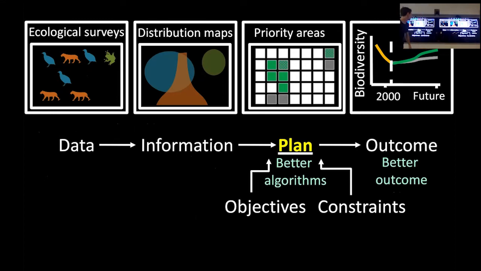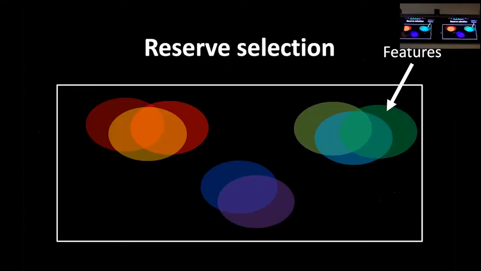Okay, so one option is we can use better algorithms. If we use better algorithms, this will change our plan, and that potentially gives us a better outcome using the same information. So how do we go about deciding where priority areas for conservation are?